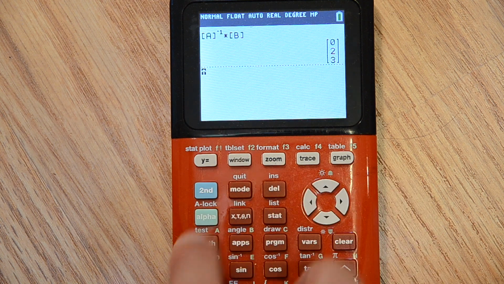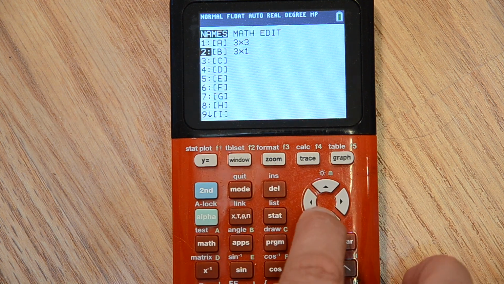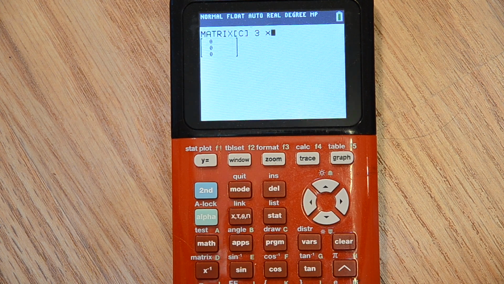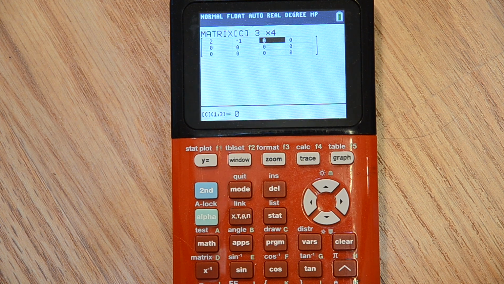Or I can go second matrix. Let's do matrix C and edit that. We're going to set up a 3-row, 4-column matrix. This time I'm going to include the constants at the end. So we have 2, negative 1, 2, and 4, 0, 1, negative 1, and negative 1, and 1, 2, negative 1, and 1.